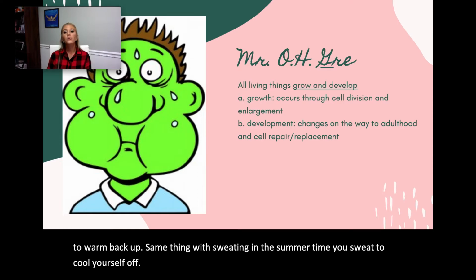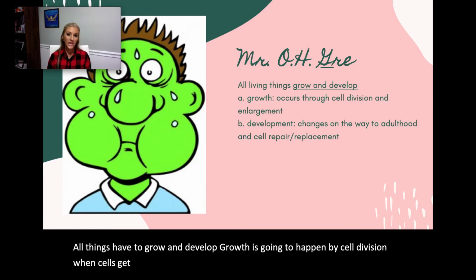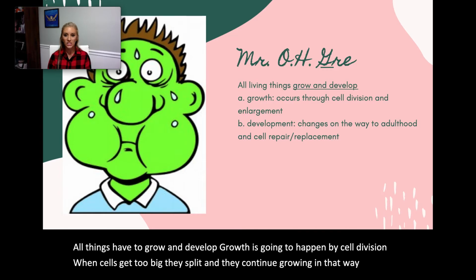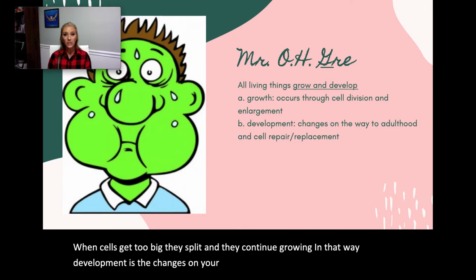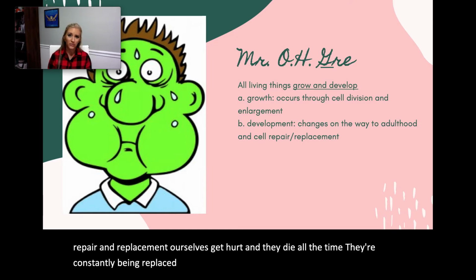All things have to grow and develop. Growth is going to happen by cell division. When cells get too big, they split and they continue growing in that way. Development is the changes on your way to adulthood. Development can also mean cell repair and replacement. Our cells get hurt and they die all the time. They're constantly being replaced, and sometimes they have to be fixed too, and our body is really good at doing that.